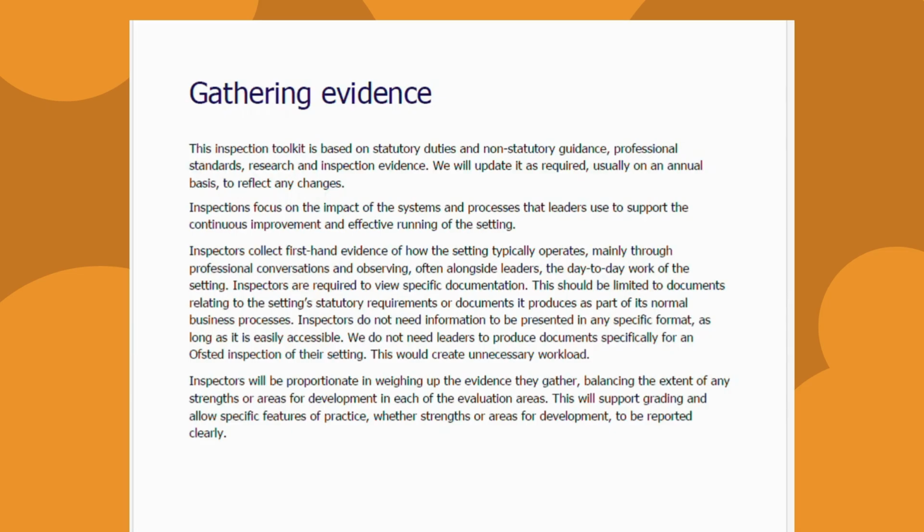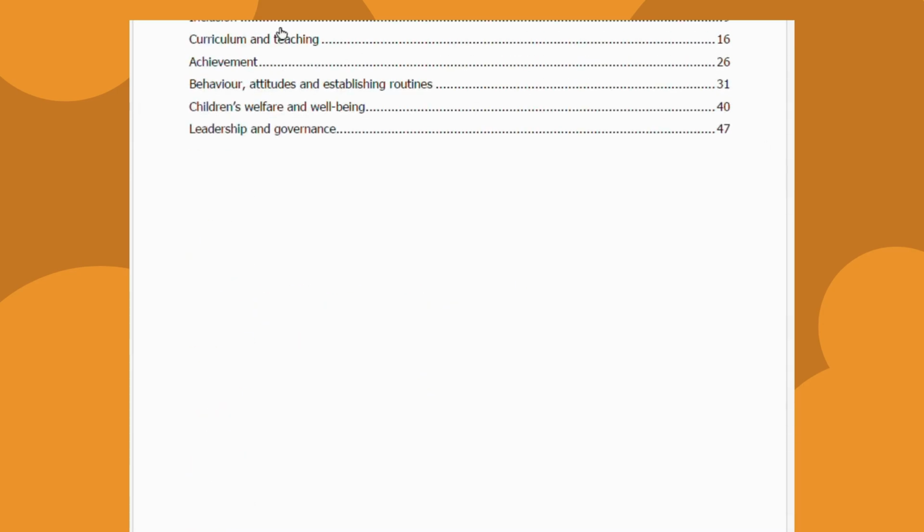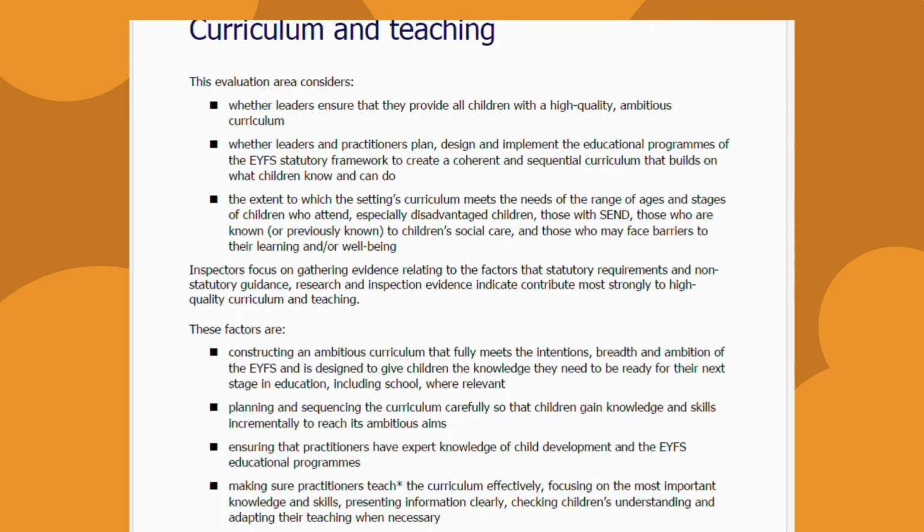The next sections of the toolkit are for each evaluation area and include the grading standards and indicators for each grade. Let us look at an evaluation area as an example. Each evaluation area begins with what it considers, listed in bullet points, and then goes on to describe the factors that statutory requirements and non-statutory guidance, research and inspection evidence indicate contribute most strongly to that evaluation area. These are the themes inspectors will focus on gathering evidence relating to.